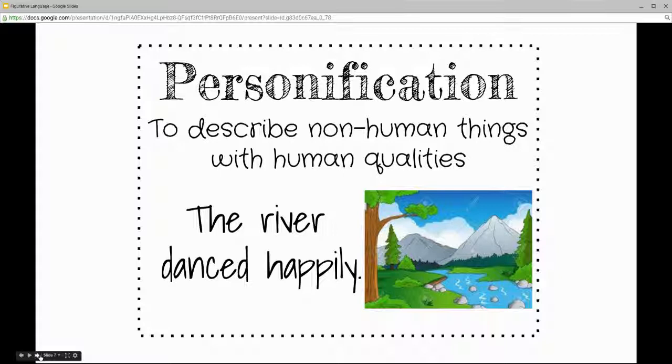Personification. This is one that is more common. We use this quite a bit in our writing without really even thinking about it. It's to describe non-human things with human qualities. In this example, the river danced happily, or the tree swayed as it danced in the breeze. It's when we give those things human qualities. The dog talked to his friend. Well, dogs can't actually talk like humans do, but we personify them a lot of the time.